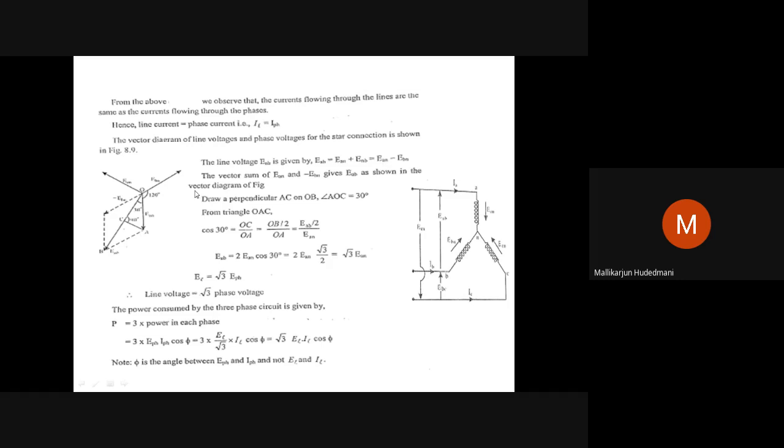By drawing three vectors EAN, EBN, ECN symmetric, 120 degrees apart from each other, the vector which has the negative sign, EBN, is reproduced backward. Take the resultant of that with EAN, construct this diagram, and get the resultant. This remains as EAB. Then we got a relationship. What is EAB? EAB in terms of phase voltage.